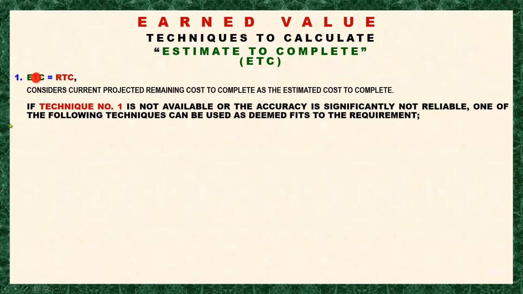Now, if the first technique or an accurate or reliable estimate of the remaining total cost is not available, we may resort to the other techniques, right? So if technique number one is not available or the accuracy is not reliable, one of the following techniques can be used as deemed fit to the requirement.